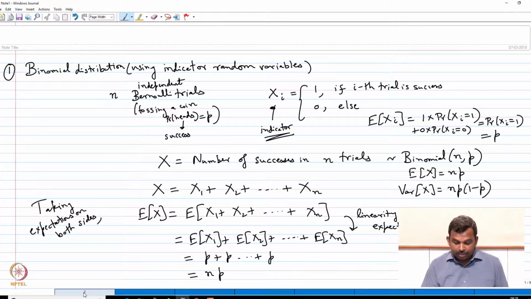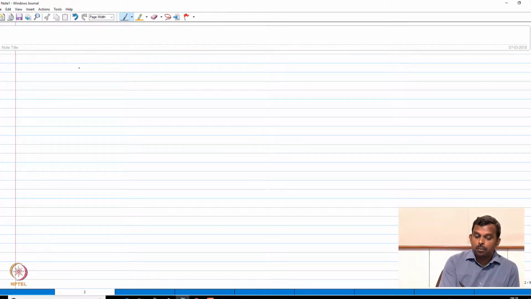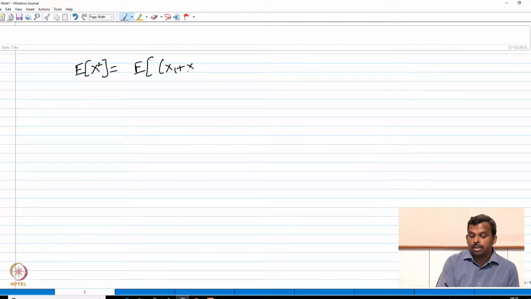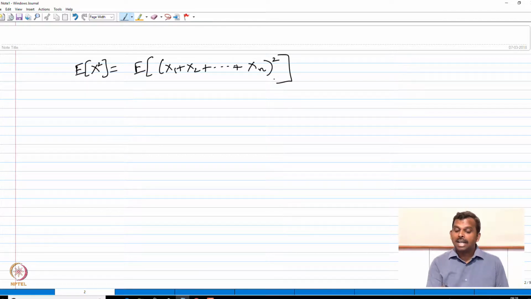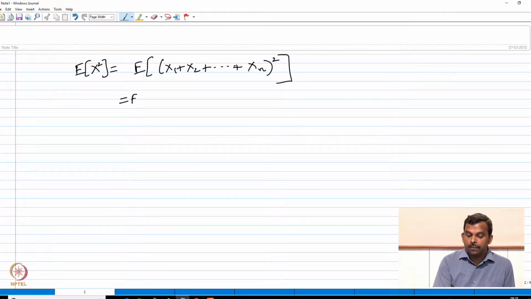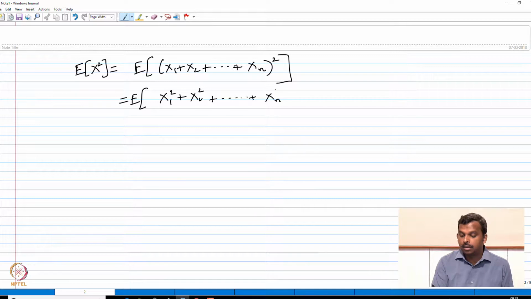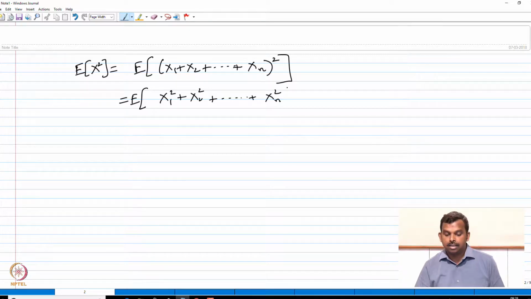So what about variance? For variance, you have to do a little bit more work. If you want expected value of x squared, you will get expected value of (x1 plus x2 plus so on till xn) whole squared. Now the squaring is not a linear operation. I can't really distribute over the sum, but I can expand the squaring. So how do you expand the squaring? You write it as x1 squared plus x2 squared plus so on till xn squared. You just multiply these terms out.